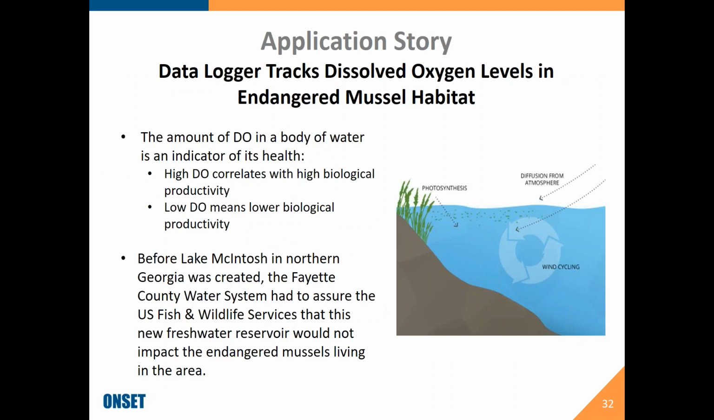Now I'd just like to briefly share an application story with you where our dissolved oxygen logger was used to track the DO in an endangered mussel habitat. So why is DO an important measurement to take? Well, the amount of DO in a body of water is an indicator of its health. High DO correlates with high biological productivity, and low DO means that there's low biological productivity.